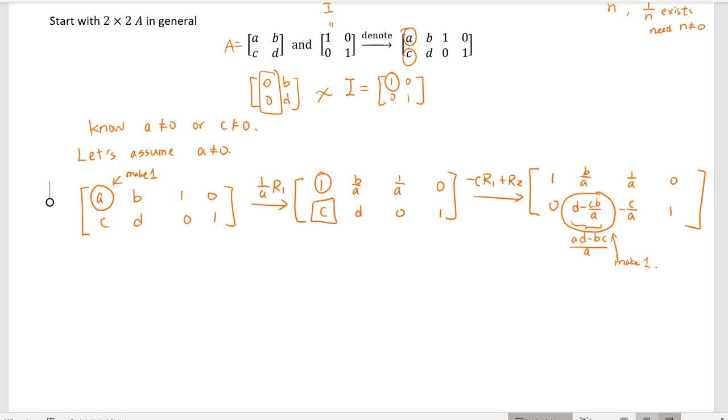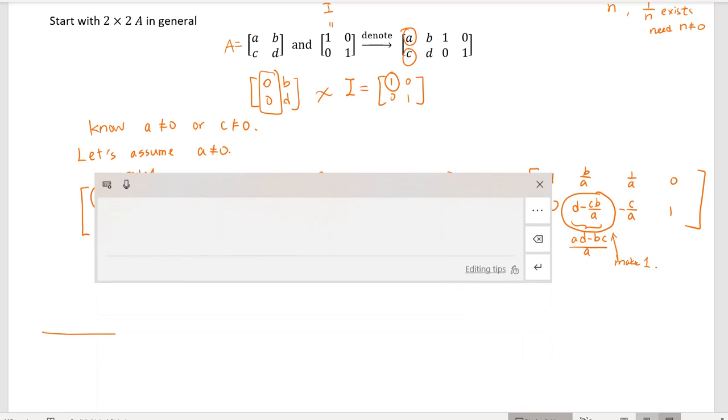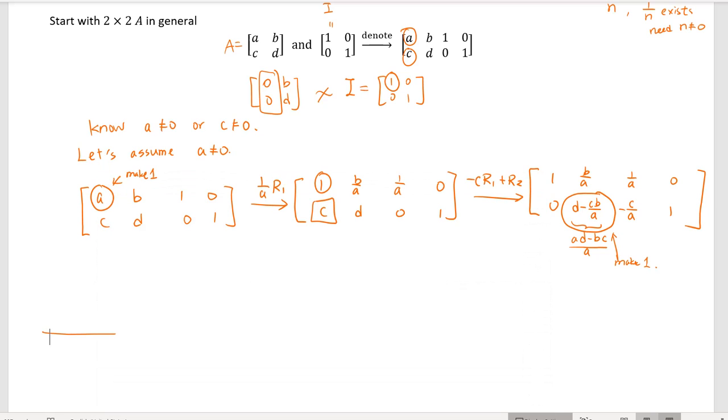Okay, how do we make this guy 1? Well, we multiply the second row by A over AD minus BC. And when we multiply this guy, we need the denominator is not 0, right? So in this operation, we need AD minus BC is not 0. Now what happened? We get 1, B over A, 1 over A, 0. And then we get 1, right?